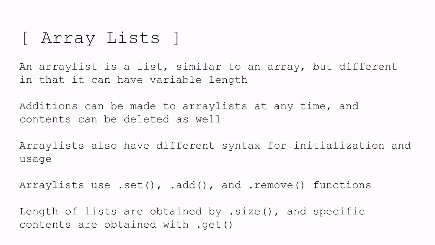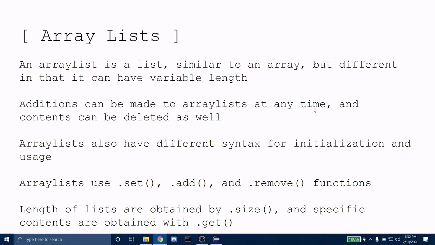Array lists are initialized differently, and they have functions associated with them: .set, add, remove, size, and get. Size is the equivalent of array.length that is used for array lists, and .get does the same thing that brackets would do, but you cannot use brackets with array lists.